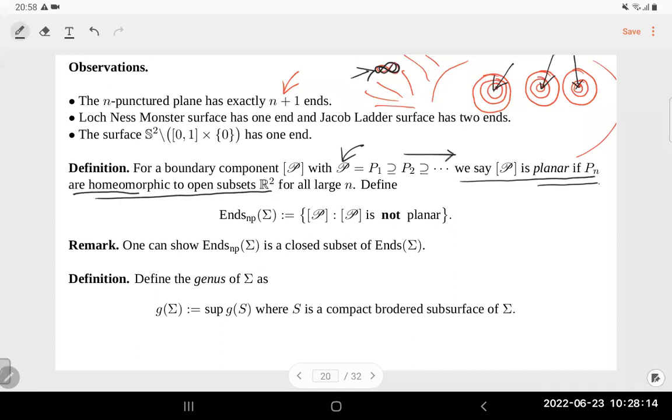So what is the idea behind this? Suppose here, but after that, this portion. Let's say P1 starts from here, P2 starts from here, P3 starts from here.